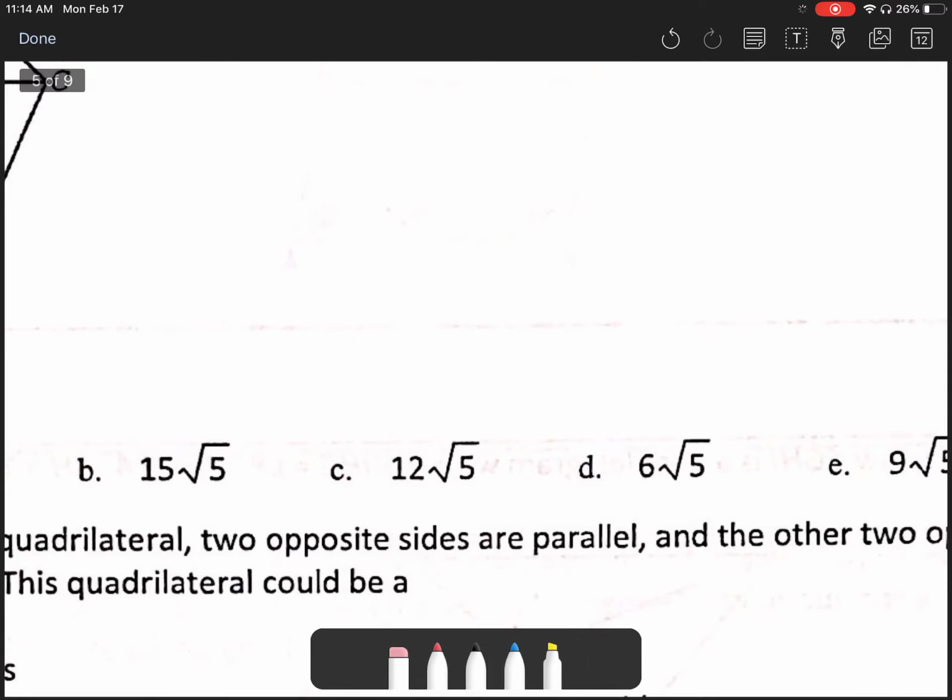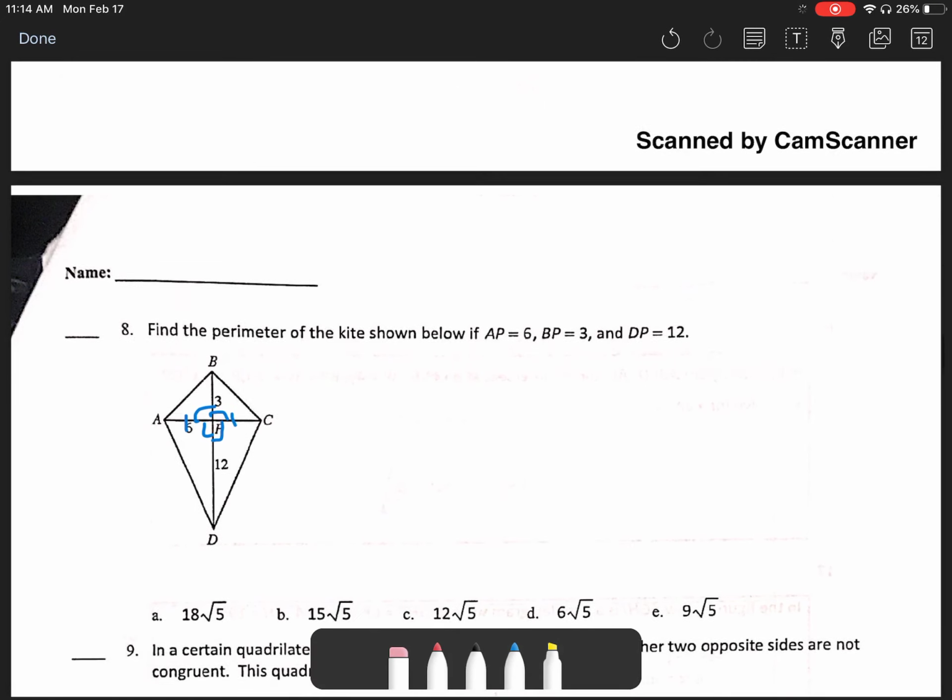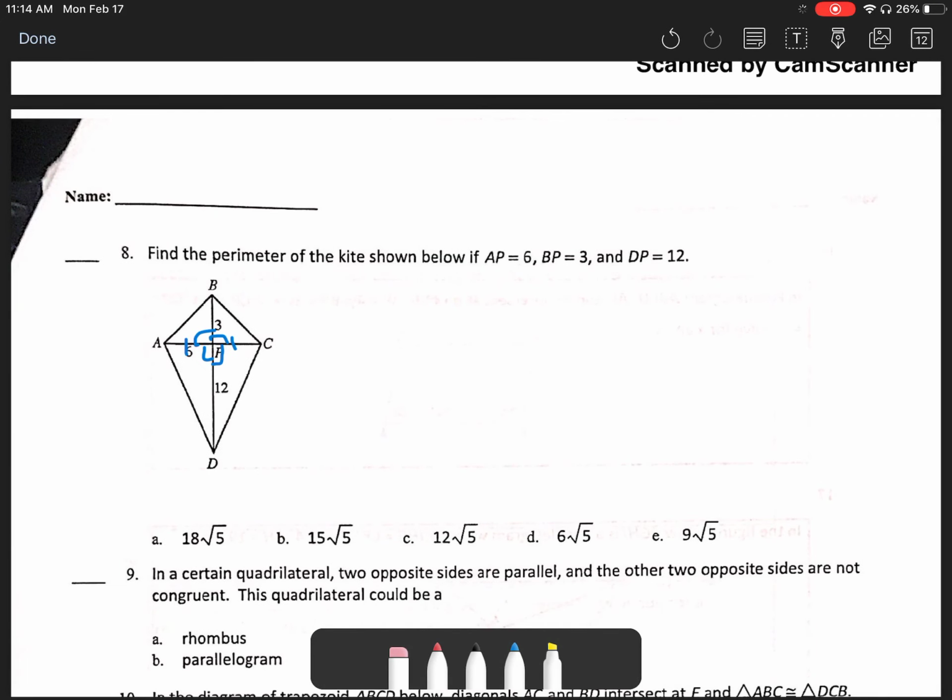That's actually really helpful, because even though we don't have any of the sides of this kite, we can find the sides. That's kind of neat. Okay, we have these sides of this kite. We actually need this side here, this side here, this side here, and this side here. We can use the Pythagorean theorem.